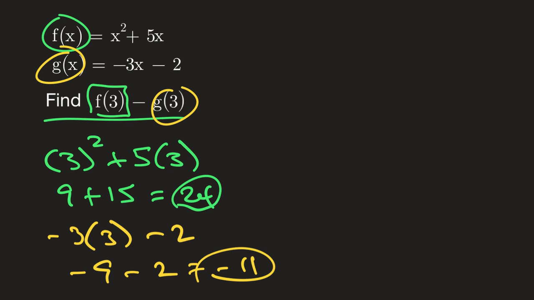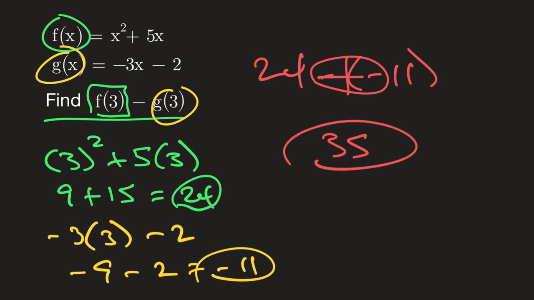Go to the f function, put in a 3, out comes 24. Go to the g function, put in a 3, out comes negative 11. What do they want us to do with these two results? They want us to subtract them. So it is going to be 24 minus negative 11. 24 is what the f function gave us. Negative 11 is what the g function gave us, and we are subtracting those two values. Now note the minus and negative here. Guys, what's going to happen right there? That becomes a plus. 24 plus 11? 35. Boom. 35, final result.